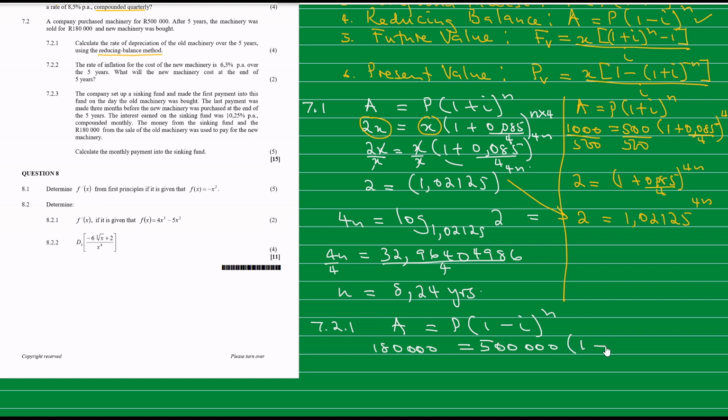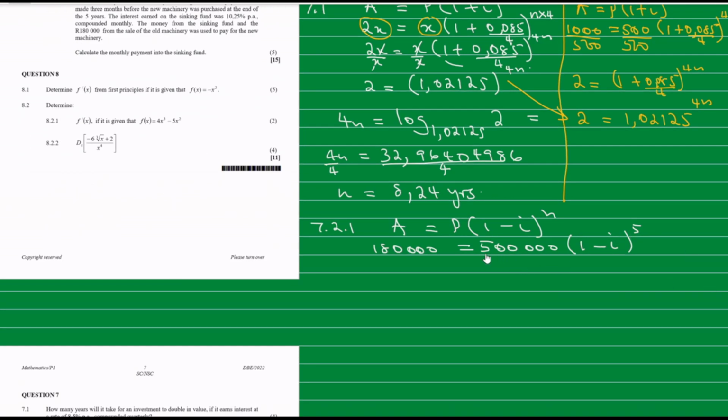into 1 minus i. The interest is what we are calculating, the rate of depreciation. Most depreciations are every year, so our interest is going to be per annum. So we are calculating i, and since we have 5 years over which it is depreciated, our depreciation is going to be compounded 5 times. So that will be to the power 5. We have substituted the values in here. Then what we'll do is divide.